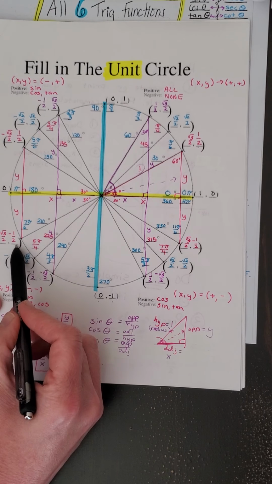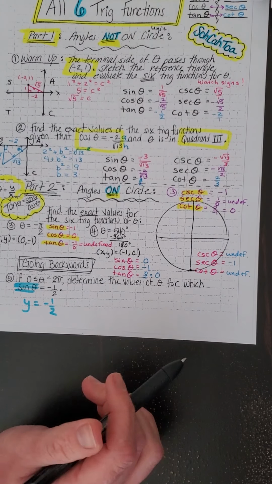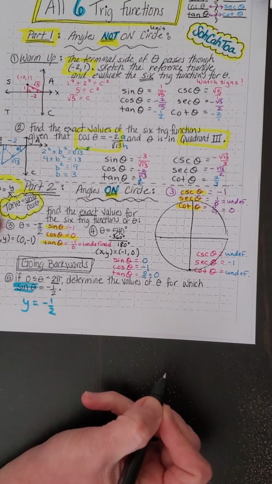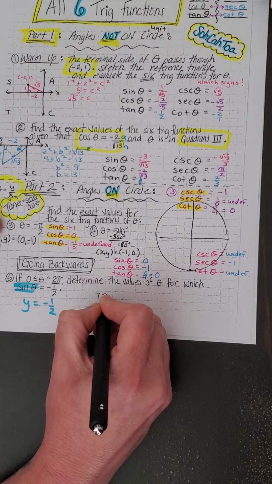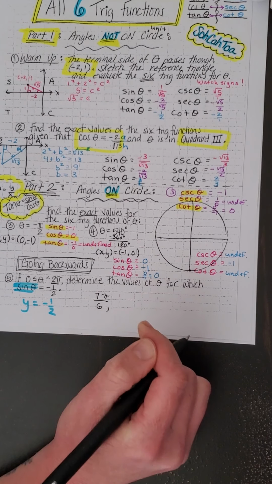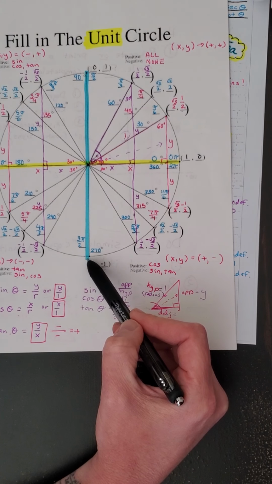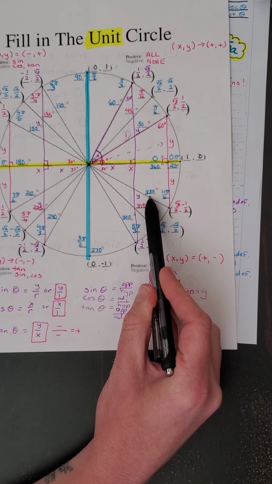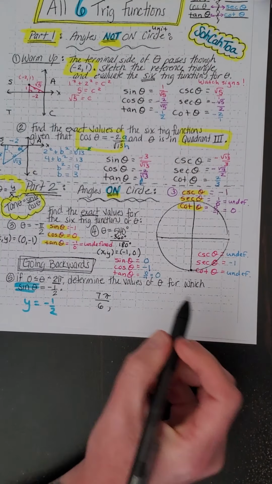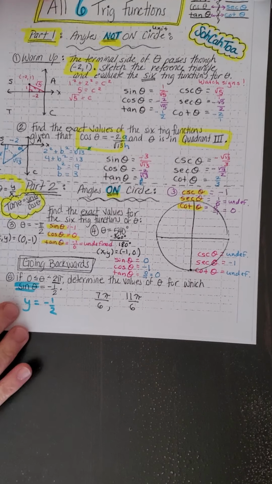So that would be at 210 or 7 pi over 6. Since they're using pi, I'm going to use 7 pi over 6. And there will be a second value. There's almost always a second value. On this one, if I go to -1/2 right here, it would also be at 330 degrees or 11 pi over 6. All right, let's go ahead and flip this guy over.